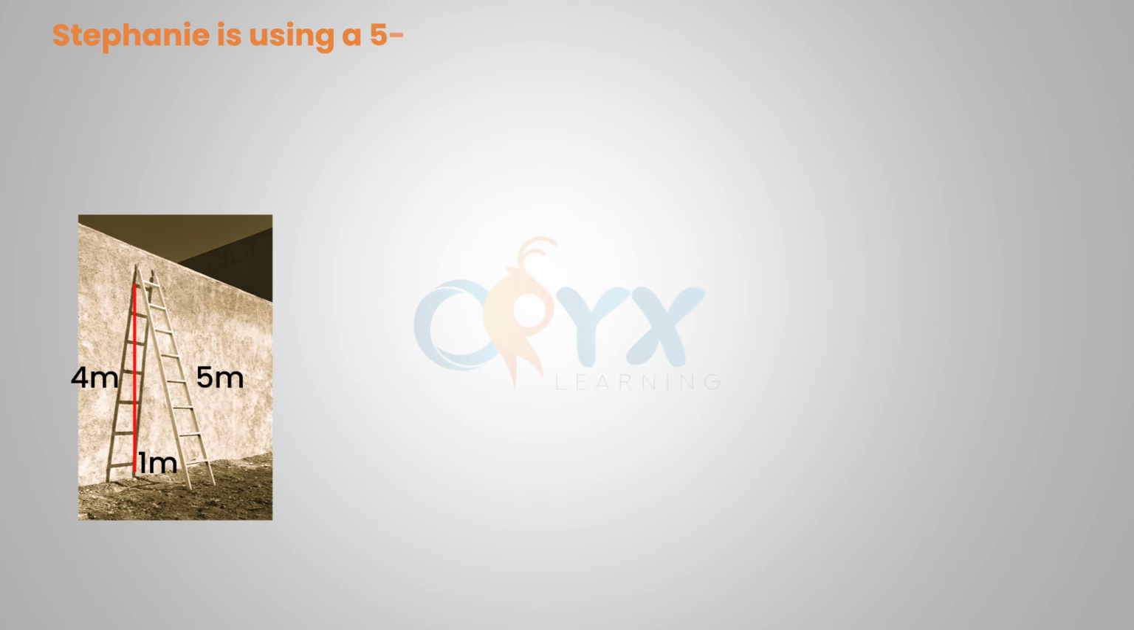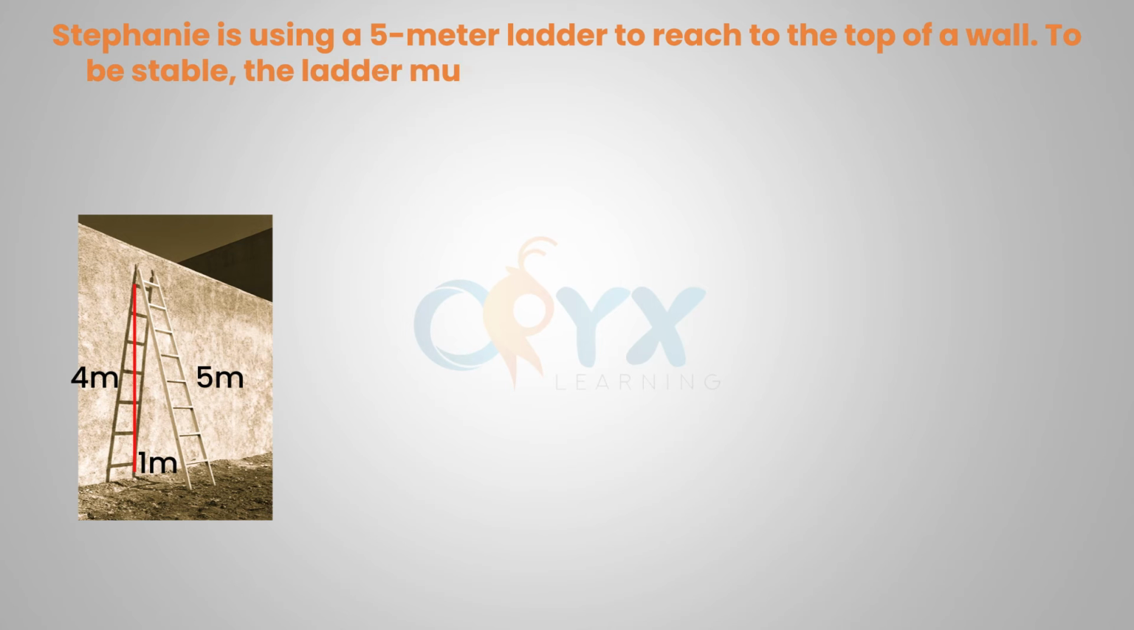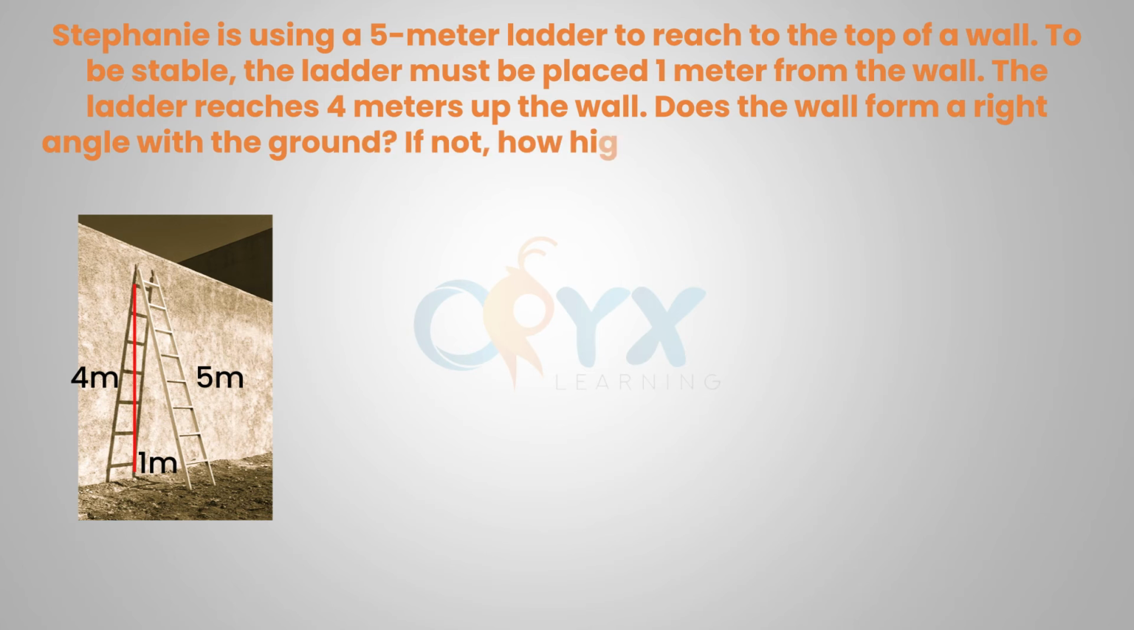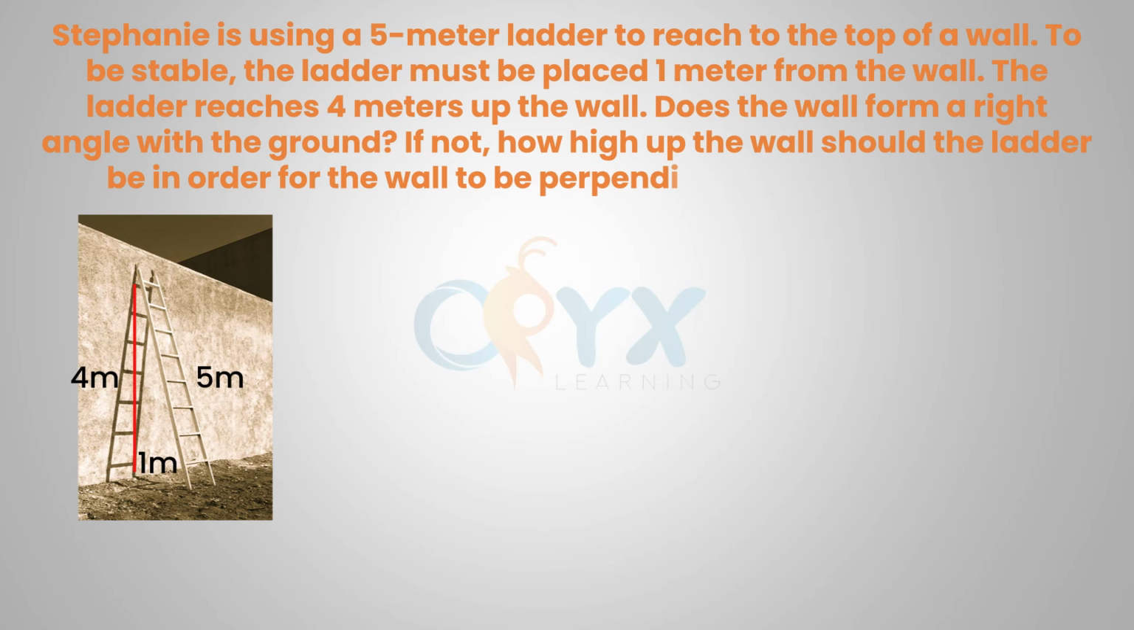Stephanie is using a 5-meter ladder to reach the top of a wall. To be stable, the ladder must be placed 1 meter from the wall. The ladder reaches 4 meters up the wall. Does the wall form a right angle with the ground? If not, how high up the wall should the ladder be in order for the wall to be perpendicular with the ground?